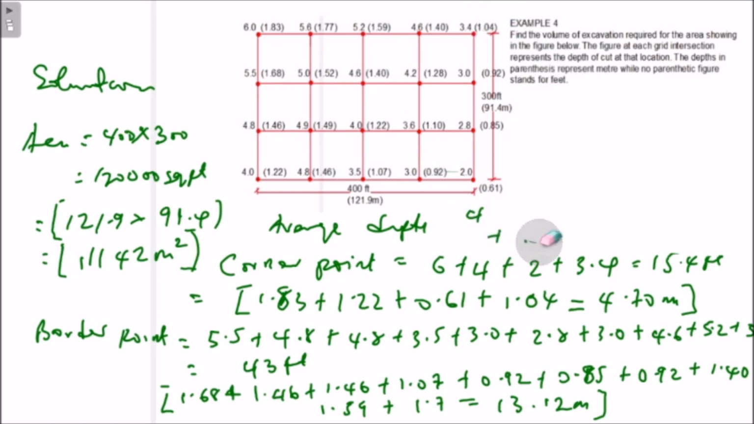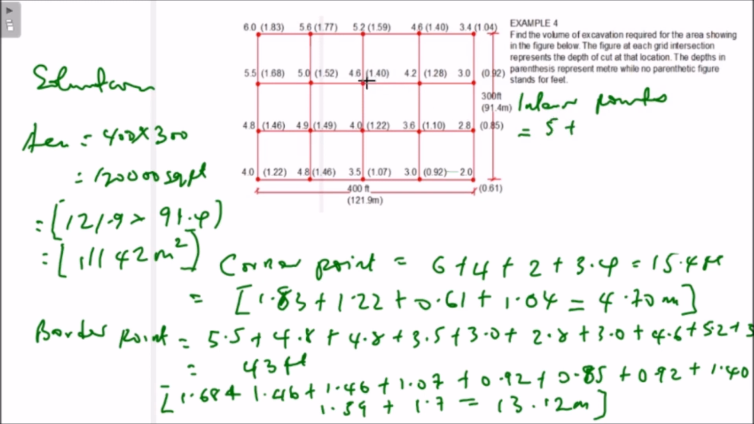So here what we do next is we now look at the interior points. The interior points, I said earlier, there are 6 interior points. So if we're doing that in feet, for the interior points, we have the first one, which is 5, plus we have 4.6, plus we have 4.2, okay, plus we have 4.9, plus we have 4.0, plus we have 3.6.